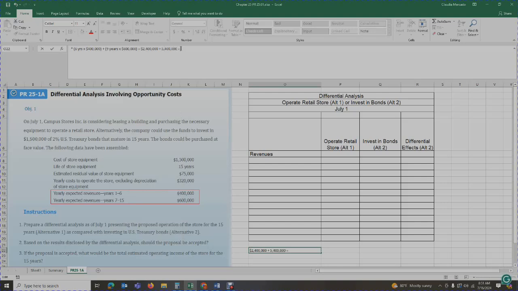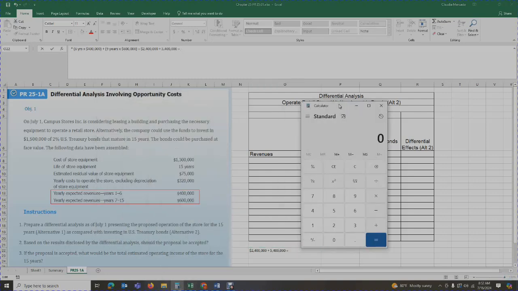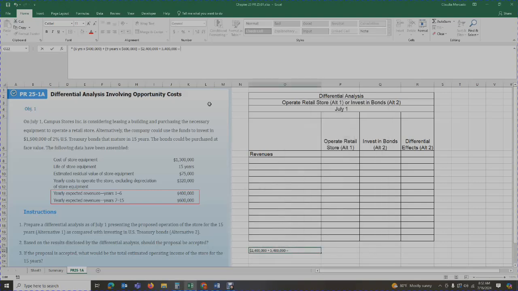$5,400,000. So if we add the information, which is my 2,400,000 from years 1 through 6, plus my 5,400,000 from year 7 through 15, it's 2,400,000 right there, and then 5,400,000 there. Okay, so I should get $7,800,000 of expected revenues during that 15-year span. So it's $7.8 million. There we go. So this is the calculation that we did.